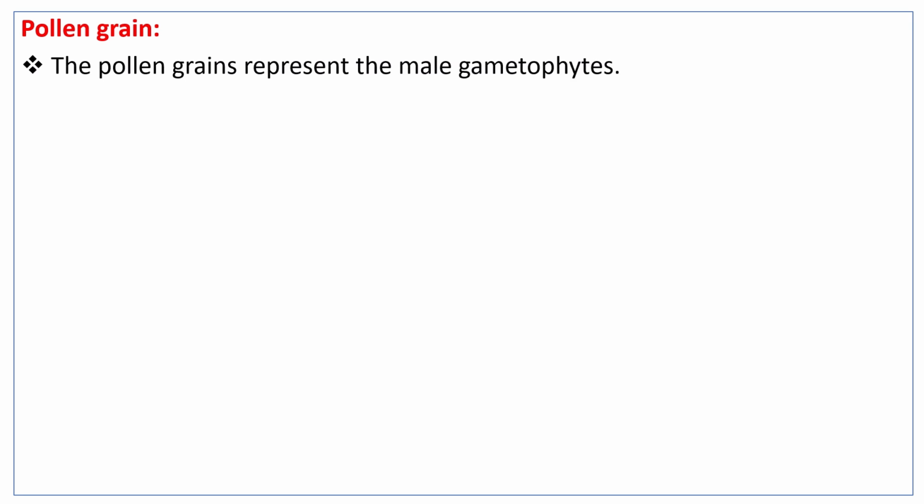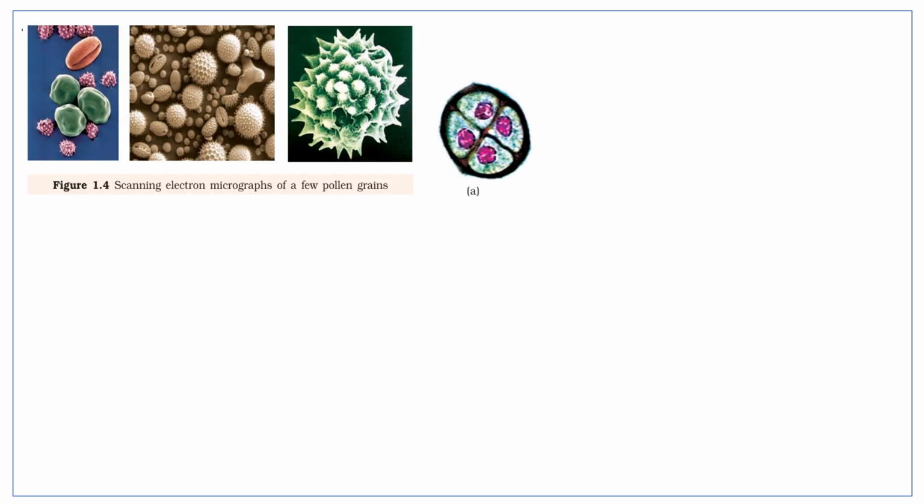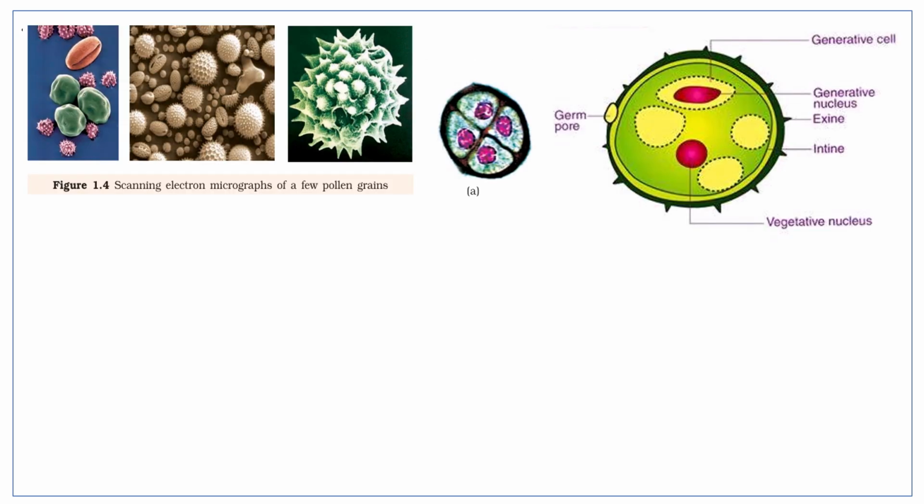Pollen grains. The pollen grains represent the male gametophytes. If you touch the opened anthers of hibiscus or any other flower, you would find deposition of this yellowish powdery pollen grains on your fingers. Sprinkle these grains on a drop of water taken on a glass slide and observe under a microscope. You will really be amazed at the variety of architecture, sizes, shapes, colors, designs seen on the pollen grains from different species as shown in the figure.